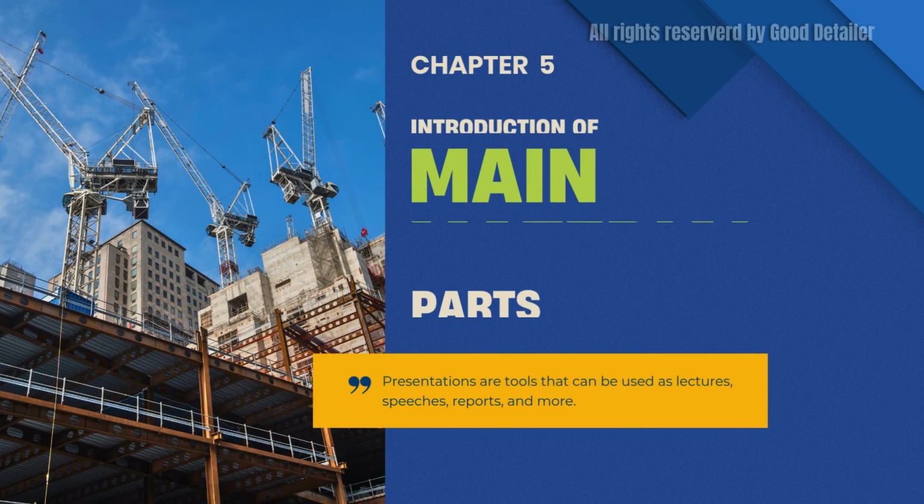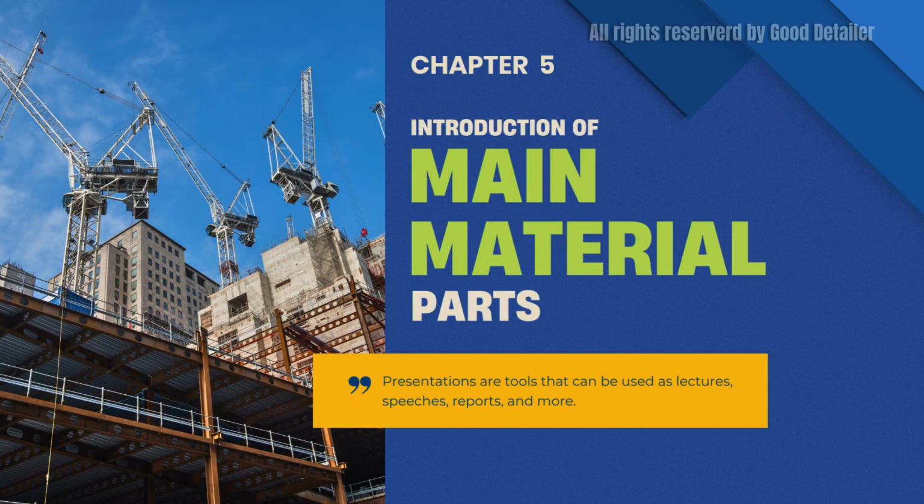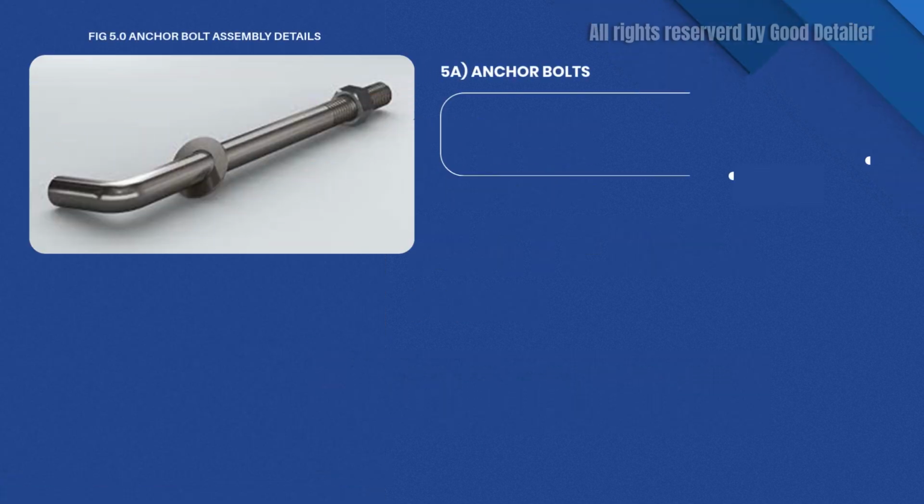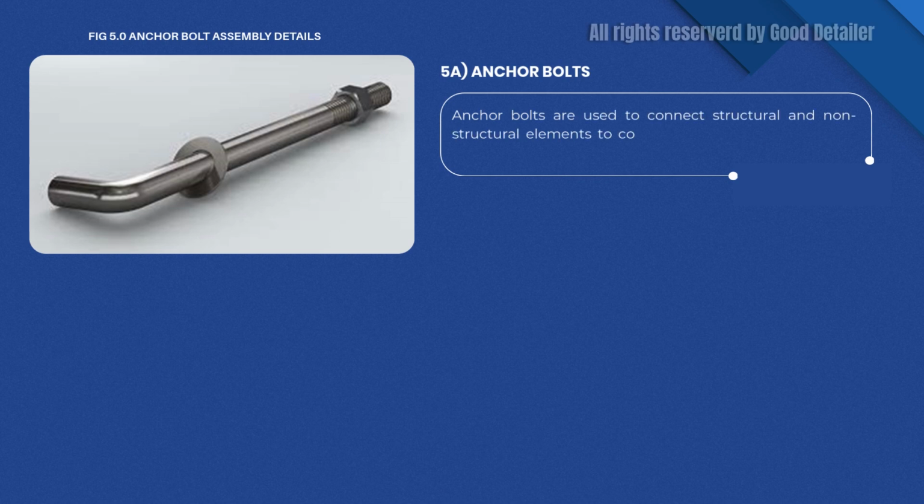Chapter 5. Introduction of Main Material Parts. A. Anchor bolts. Anchor bolts are used to connect structural and non-structural elements to concrete. The connection can be made by a variety of different components.